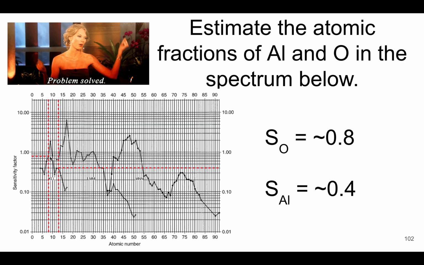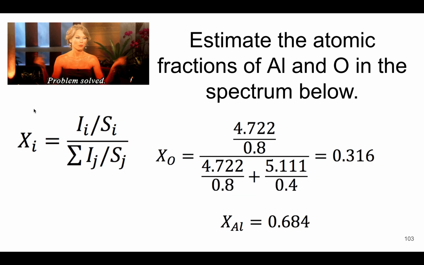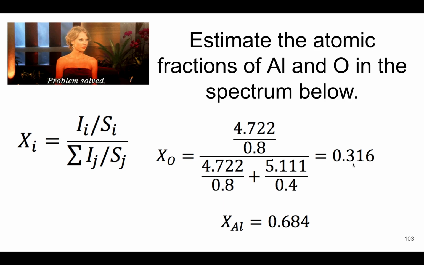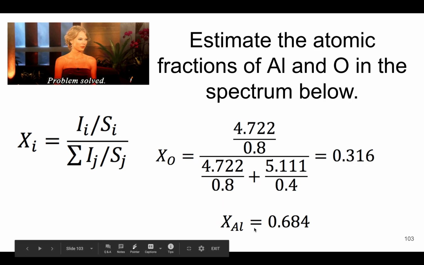But getting those approximations, I got that the sensitivity factor for oxygen is around 0.8. So again, essentially right here. And then aluminum, which is down here, is closer to 0.4. So I'm just reading these tick marks and getting an approximate. And that's probably as good as we can get from these graphs. And so then I'm going to plug it in to our atomic fraction expression. All of those values, again, keep in mind that these are in inches, but it's going to cancel out. And so when we plug all this in, we get that the atomic fraction of oxygen is 0.316, and the atomic fraction of aluminum is 0.684.